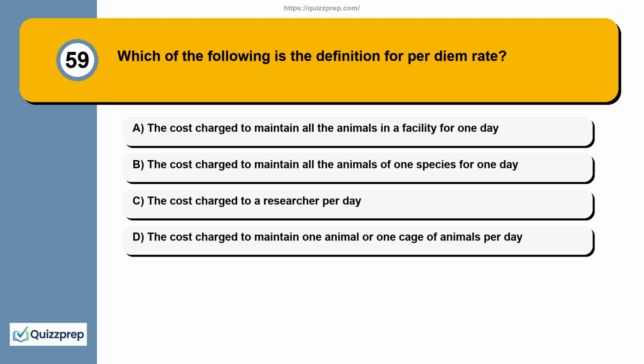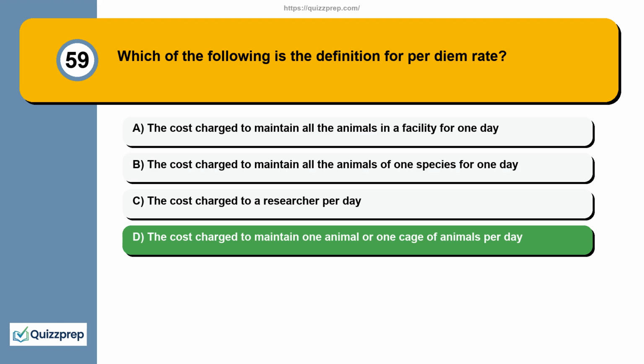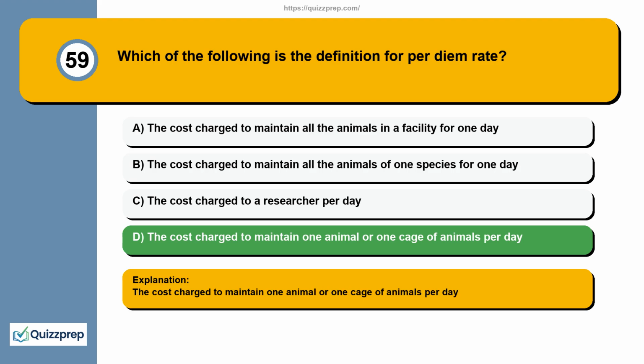Question 59. Which of the following is the definition for per diem rate? Option A. The cost charged to maintain all the animals in a facility for 1 day. Option B. The cost charged to maintain all the animals of one species for 1 day. Option C. The cost charged to a researcher per day. Option D. The cost charged to maintain 1 animal or 1 cage of animals per day. The correct answer is option D. The cost charged to maintain one animal or one cage of animals per day.